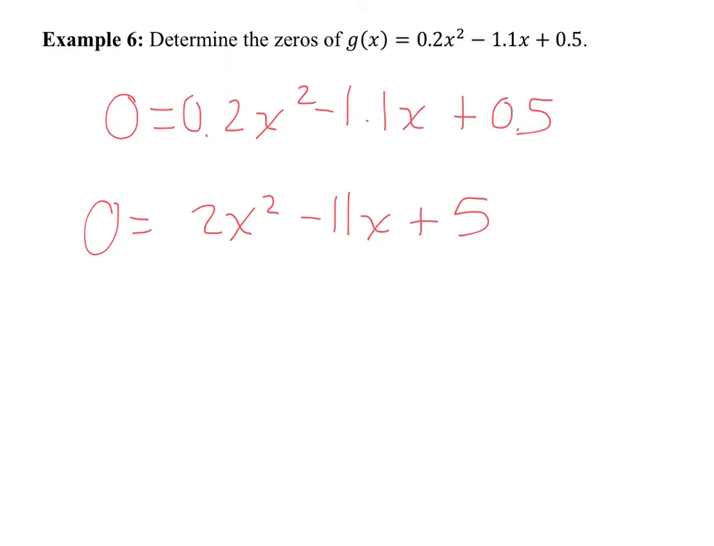What method would you use to solve this? What method, Paul? AC method, very good. AC is 10. B is negative 11. So what things multiply to give me 10? Either 5 times 2 or 10 times 1. Which one of those sets adds up to give you 11? And we'll account for the negative. Negative? Yeah. Break this into negative 10 times negative 1. That'll give you a sum of negative 11.